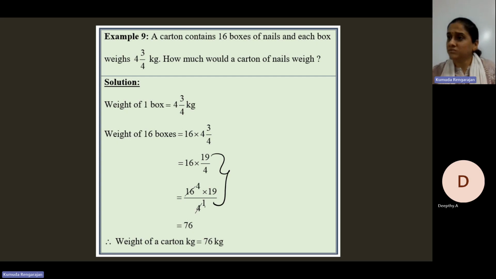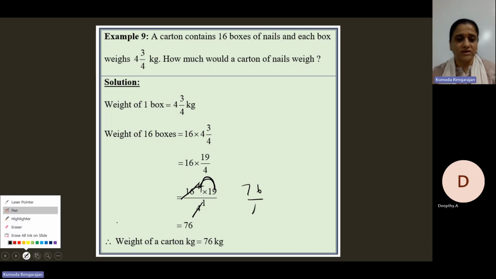This step, please. Okay. Now take one number from the numerator, one number from the denominator, and cancel. So we take 4 from the denominator, 16 from the numerator, and we cancel. 4 ones are 4, 4 fours are 16. Now, what are the numbers in the numerator remaining? 4 and 19. 4 into 19 is 76. 76 by 1. So it is 76. Right?